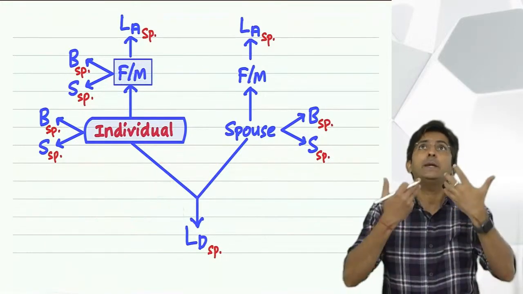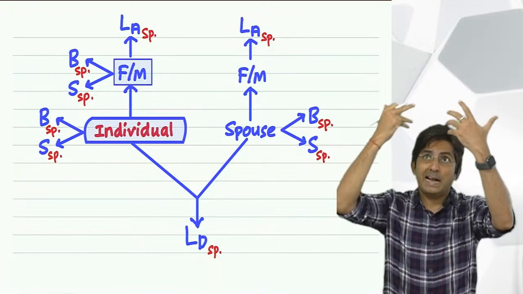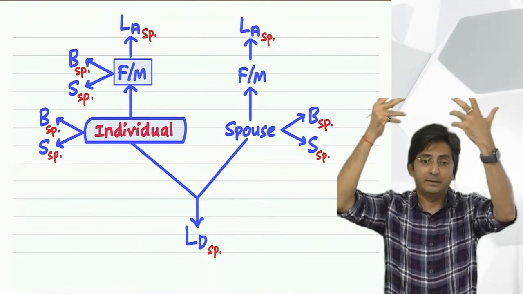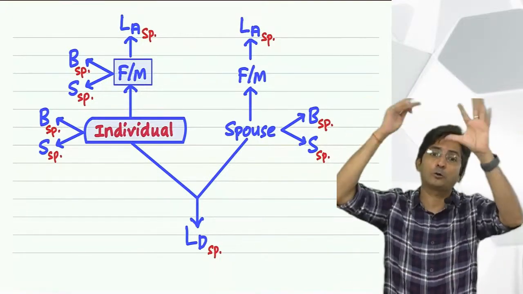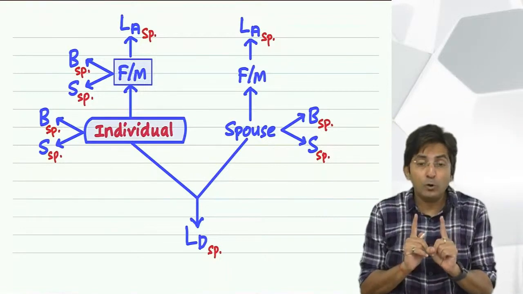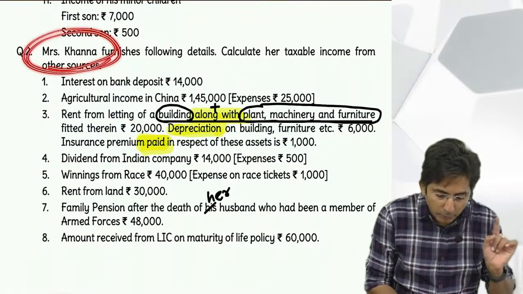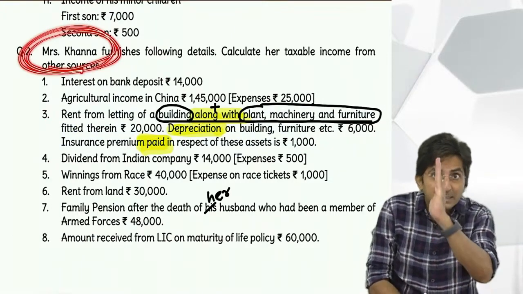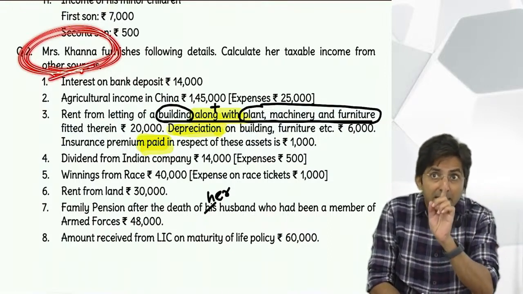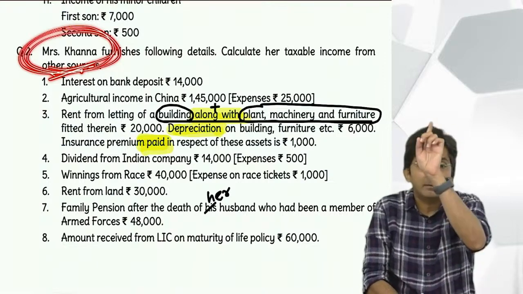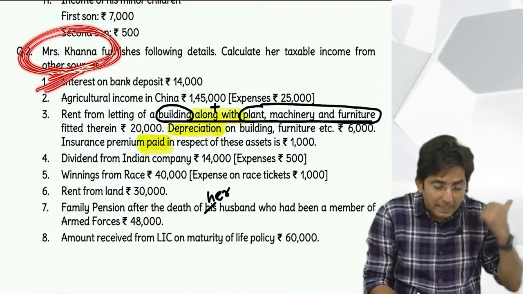So tell me, who is above me? My father, mother. And above my father, mother, my grandfather, grandmother. Above them, great grandfather, great grandmother. And above them, they are all called lineal ascendants. Why do you say lineal? Because you have to see your line. For example, here we are solving the question of Mrs. Khanna. In Mrs. Khanna's line, who will come? Mrs. Khanna's father, mother, and their father, mother, and so on, that whole line. But whose line? Khanna's line.